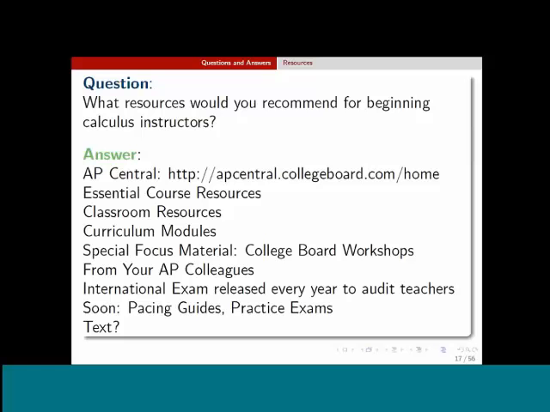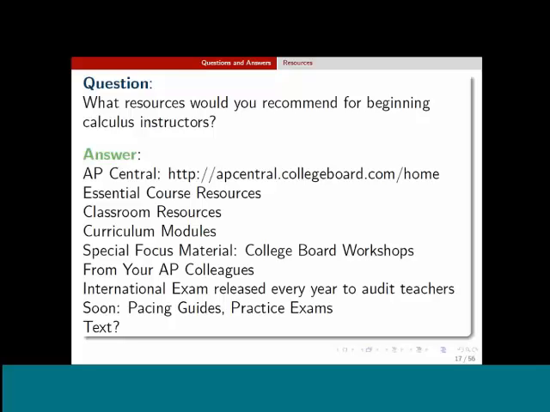The very first thing I'd suggest is that you go to AP Central, and there's the website. Follow the links in there to the home page for AB, AP Calc, or BC. And there is just a ton of material there. There's a topic called Essential Course Resources. There's a topic called Classroom Resources. There are curriculum modules. There are special focus material documents.